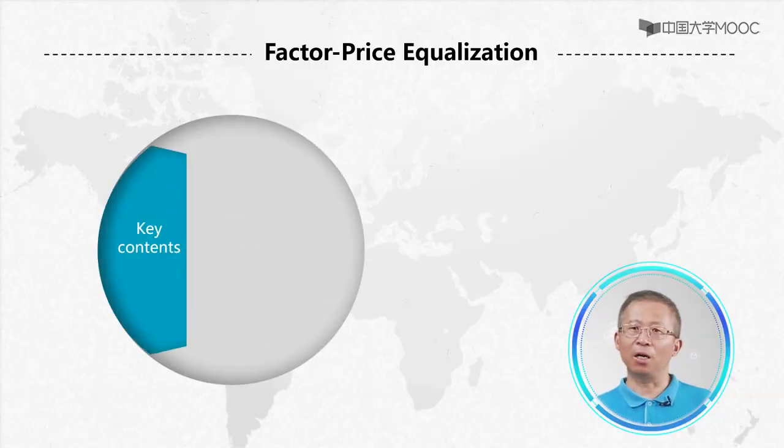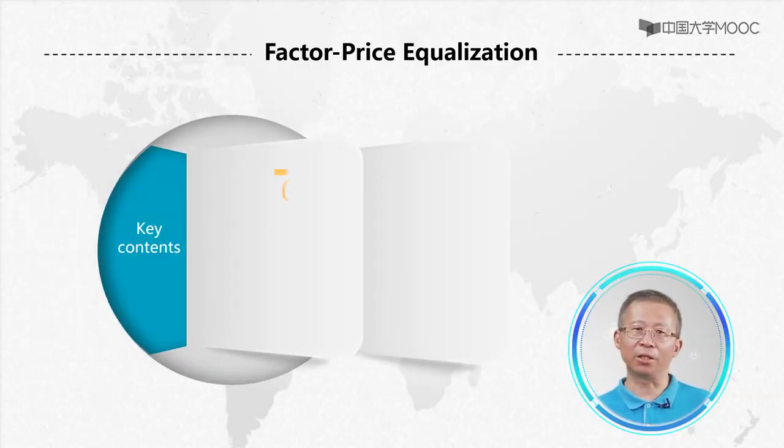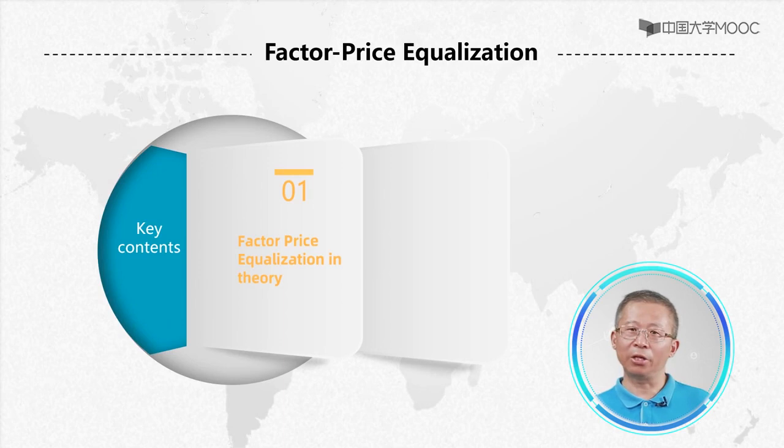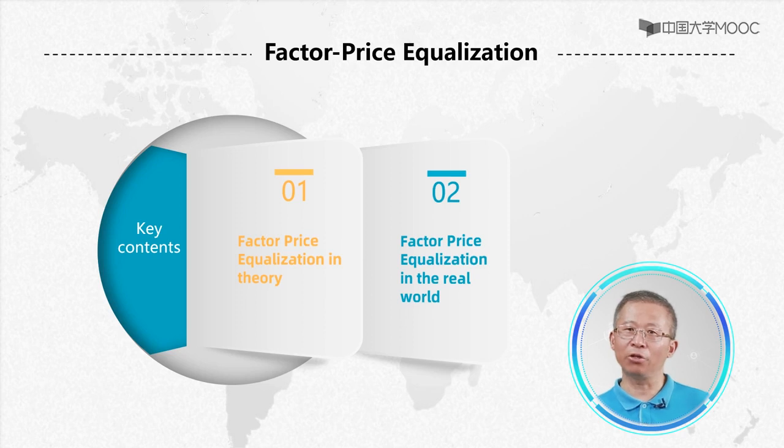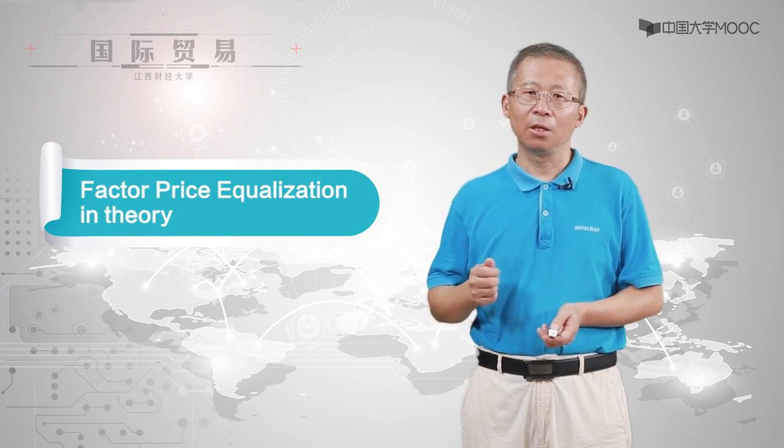We will focus on two issues. First, factor price equalization in theory. Second, factor price equalization in the real world. First, factor price equalization in theory. We continue to assume home has a higher ratio of labor to capital than foreign does.